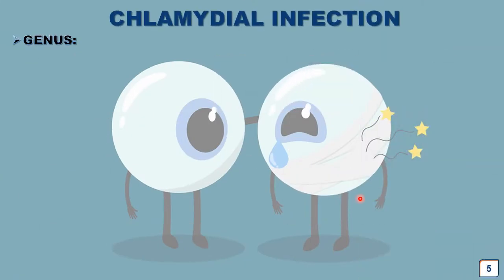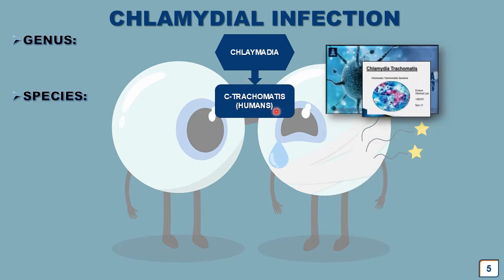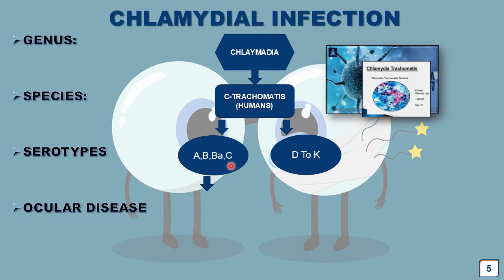Chlamydial infection. This table is very important as it helps us to understand how the transmission of chlamydial infection takes place. Genus is Chlamydia. Chlamydia has 3 kinds of species, and among them, the one that causes trachoma is Chlamydia trachomatis. This Chlamydia trachomatis has 2 groups of serotypes. The first group is of serotype A, B, BA, and C, and the second group of serotypes is from D to K. The first group of serotypes causes the ocular disease, which is called hyperendemic trachoma.